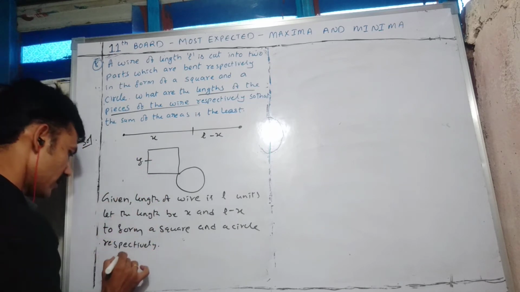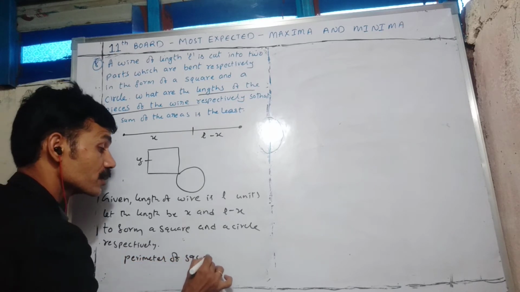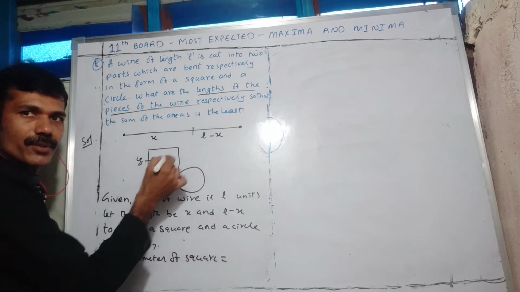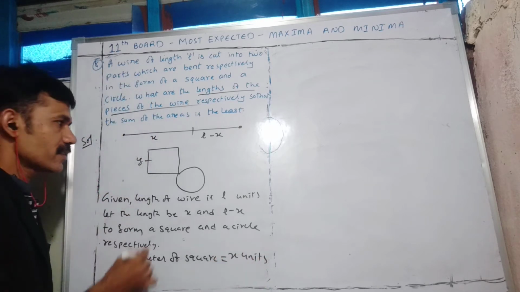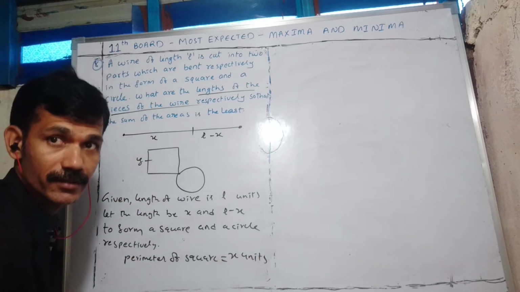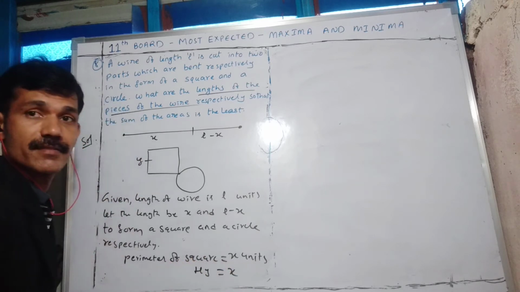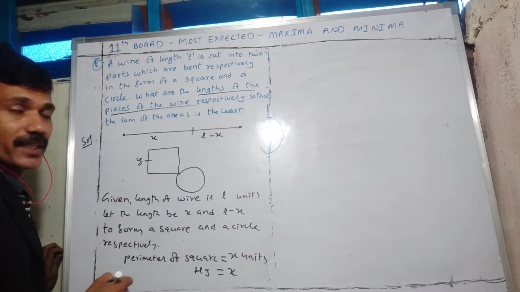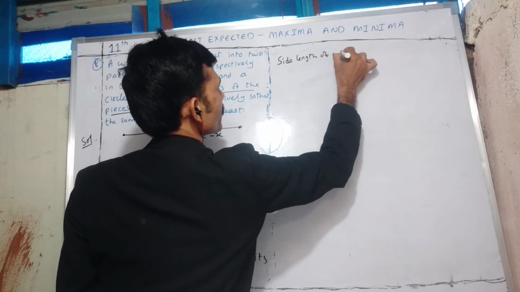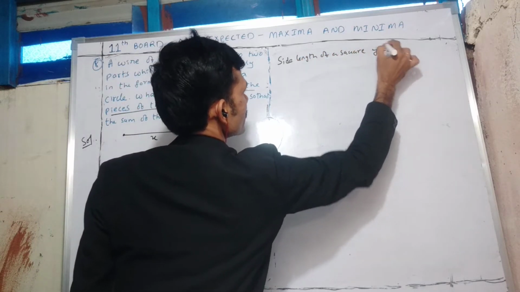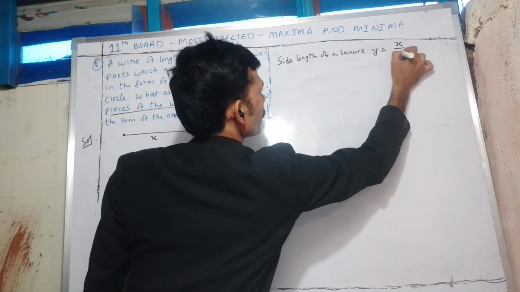Here, the perimeter of the square we know. What is the perimeter of the square? This x only is made into a square, so x units, and the square side length we took as y. So what is the perimeter? 4 times y. This is x. Then we get the side length of the square: y is x upon 4.